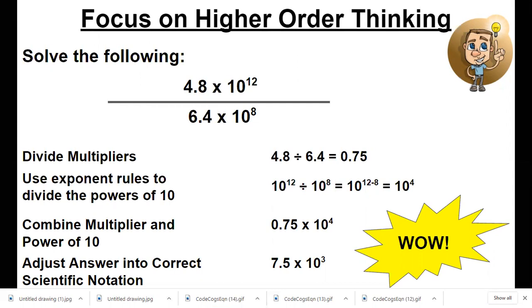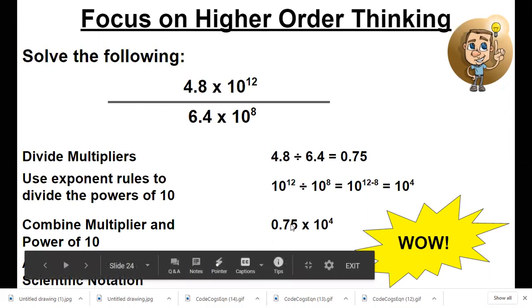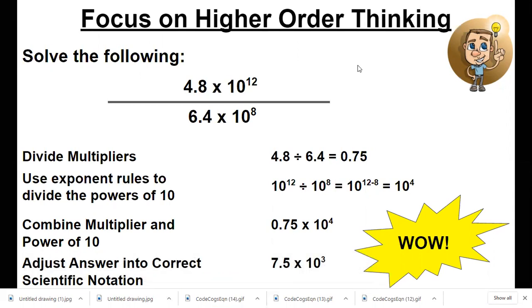I have to adjust my answer in correct scientific notation. 0.75 is below 1, so I have to move my decimal 1 to the right. And if I move it 1 to the right, I decrease my power of 10 to 10 to the 3rd. So it's 7.5 times 10 to the 3rd. Wow, that is the answer.